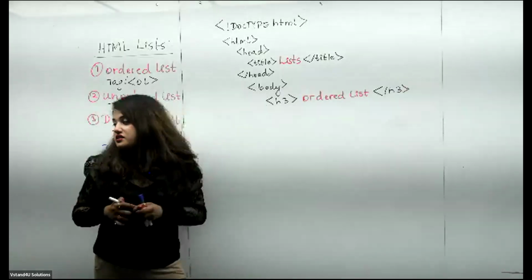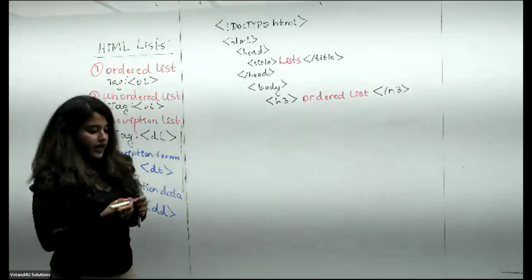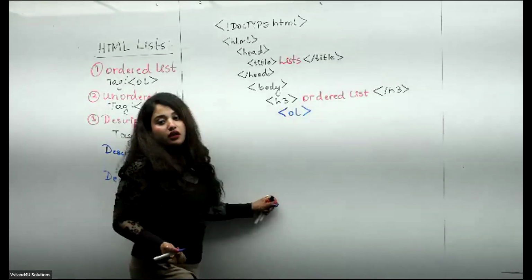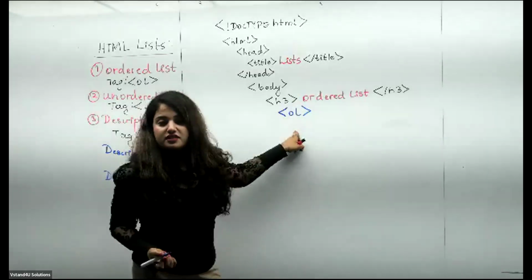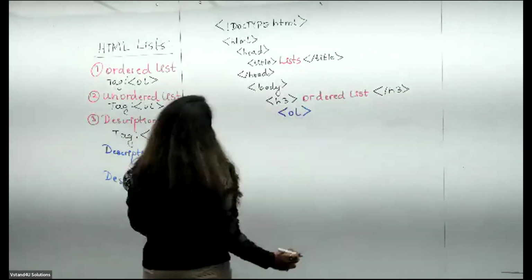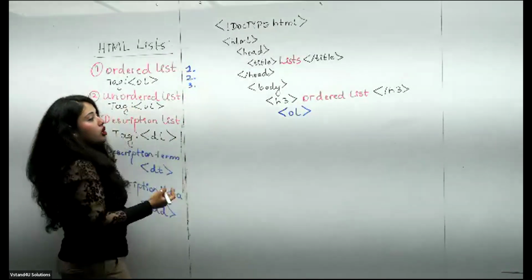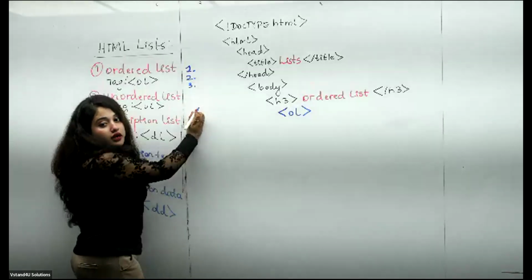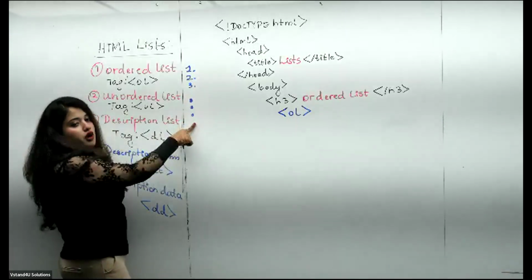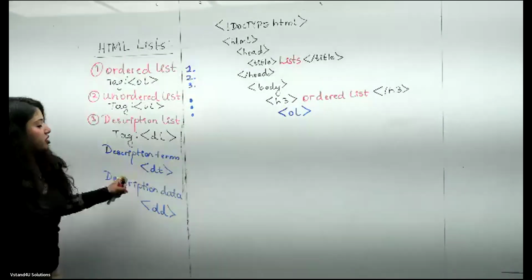Now inside this H3 tag, what do I have to write? What is the first type of list? The first type of list is called ordered list. So I will represent it in the form of OL. How is your ordered list represented? Sorry, this is in the form of numbers and the unordered list is in the form of bullet points. Okay. And how is your description list or description term or description data listed?